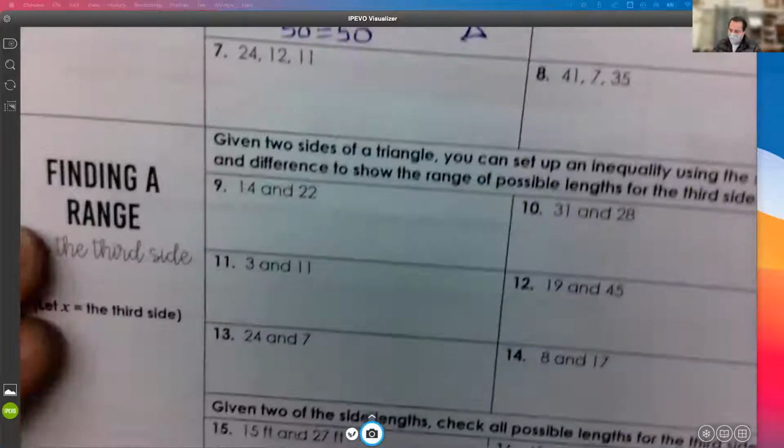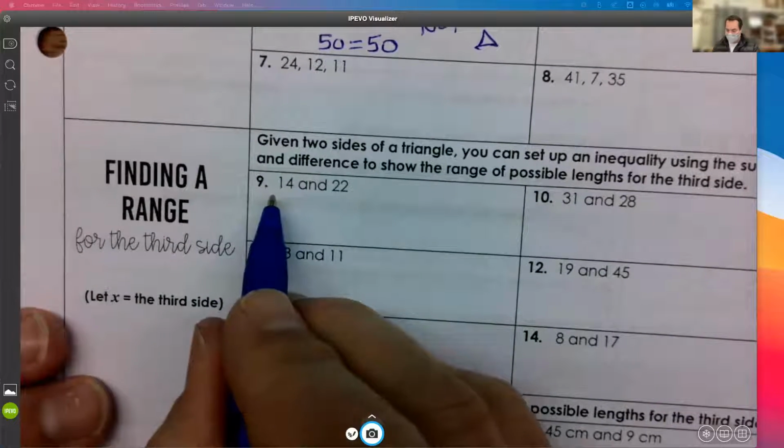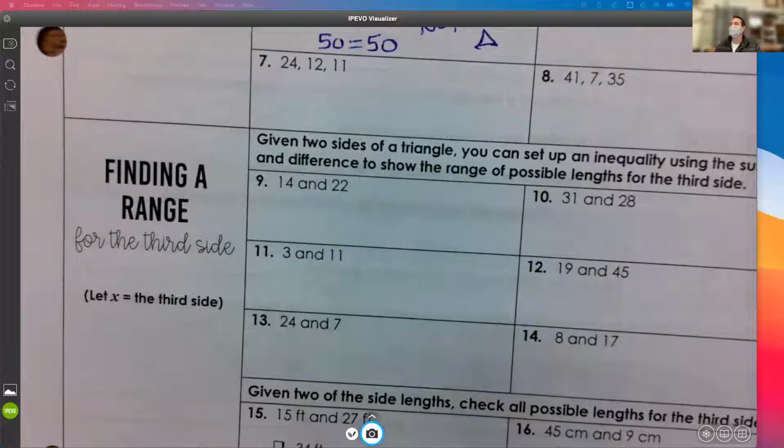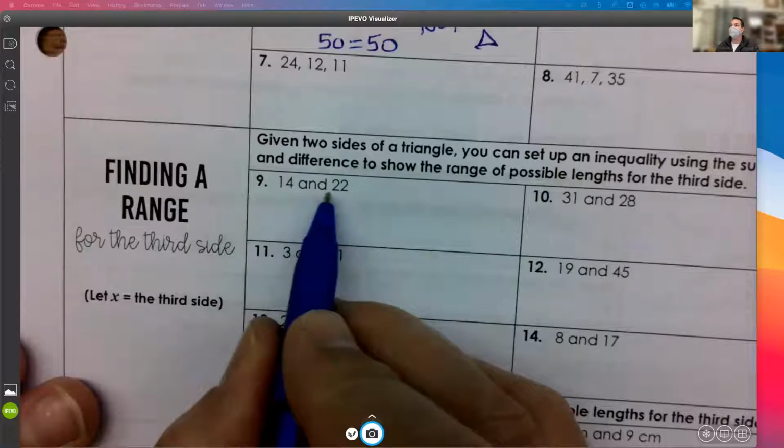So let's look at number 9. Now we're going to do the same kind of thing in a slightly different way. Now we've got 2 of the sides of the triangles. We've got 14 and we've got 22. And we want to think about what other sides would work. We know that 1,000 wouldn't work. But is there a range we could get that would work?